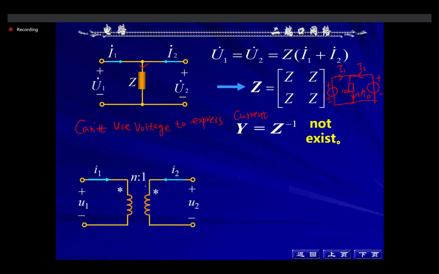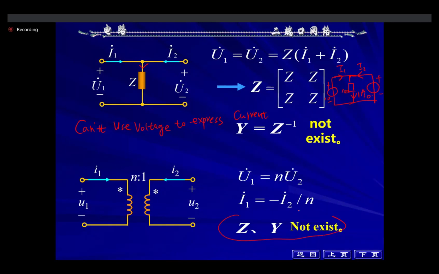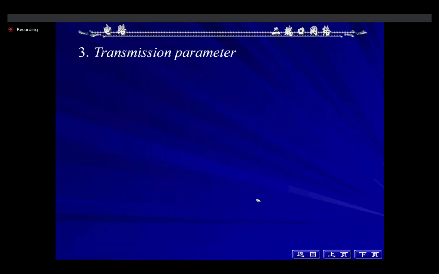And for this circuit, U1 equals N U2, I1 equals minus I2 over N. The Z and Y parameters do not exist. That means, given I1, I2, you can't calculate U1, U2. Given U1, U2, you can't calculate I1, I2. So we need to introduce some other parameter to express the circuit. First, the transmission parameter.